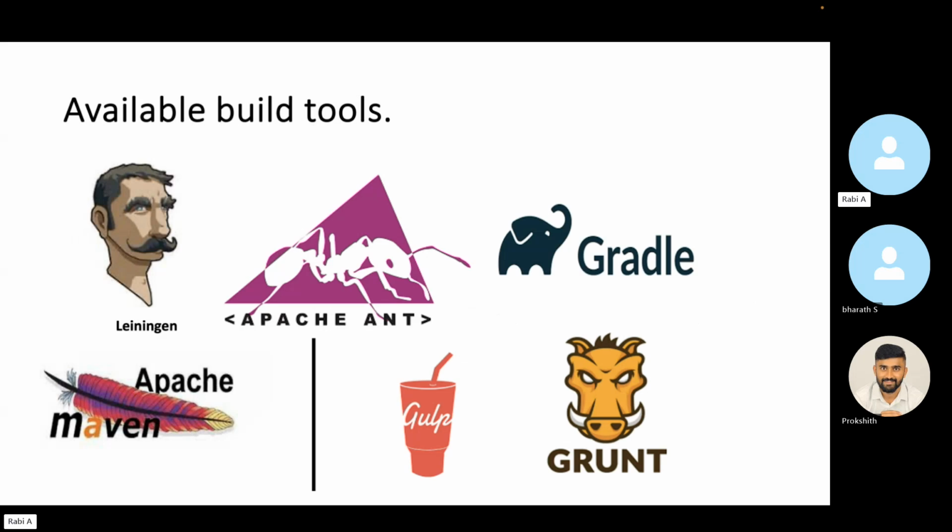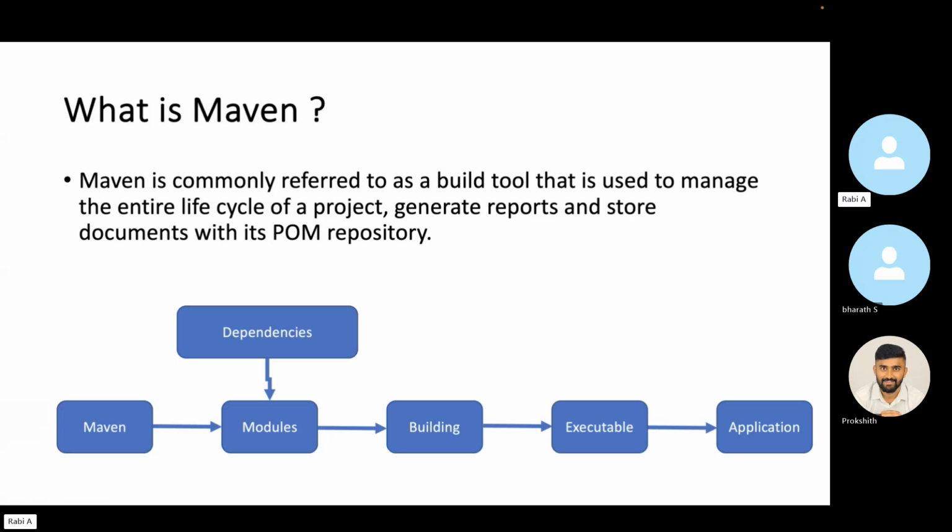So when we talk about build tools, like I said, we have Ant, we have Gradle, Maven, Gulp, Grunt. All these are build tools. In our case, we are going to look at Maven. Maven is commonly referred to as a build tool that can be used to manage the entire life cycle of your project. Pulling your code, compiling it, testing it, packaging, everything will be taken care of by the build tool.